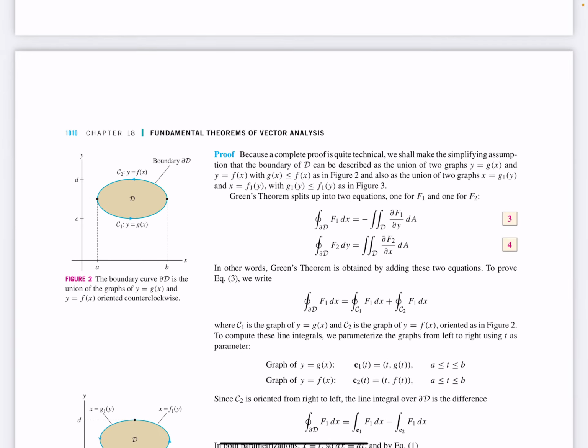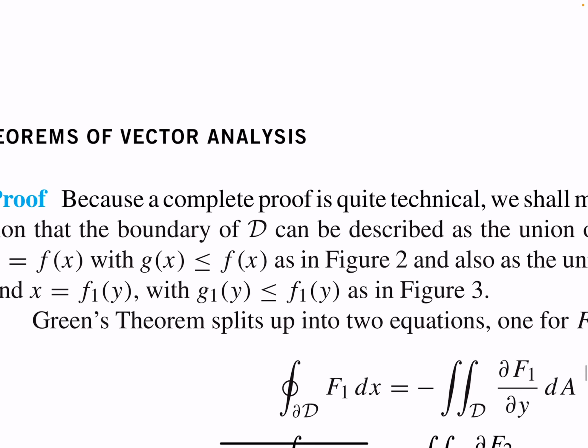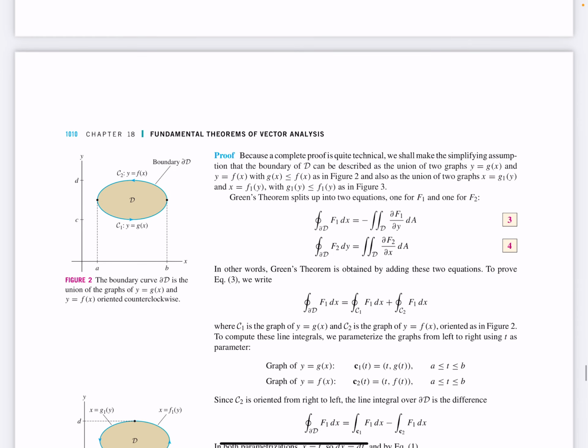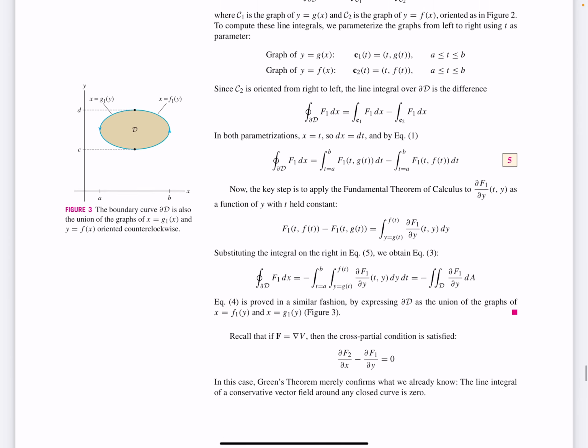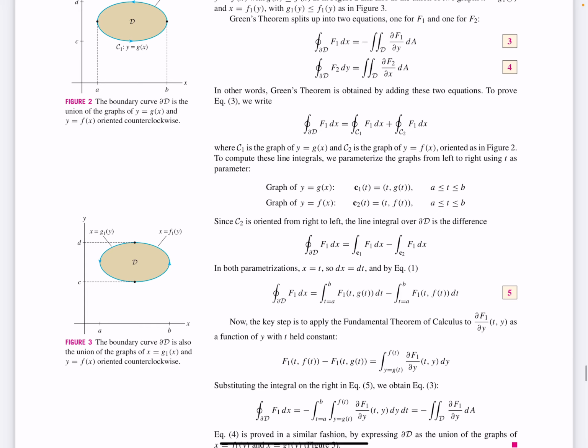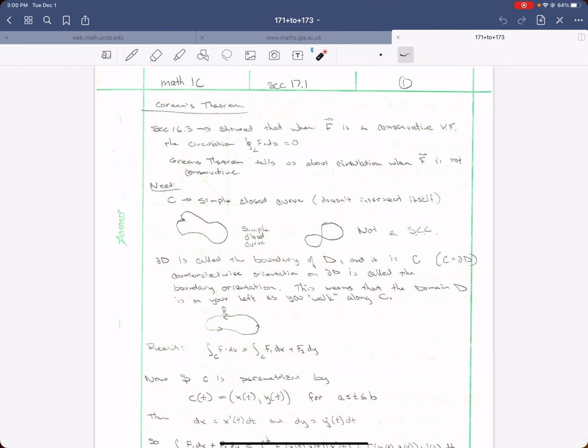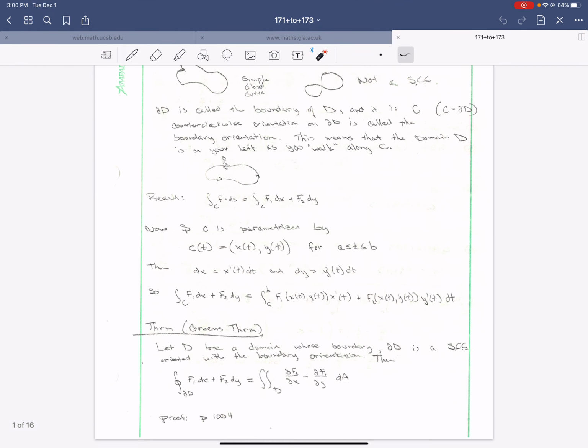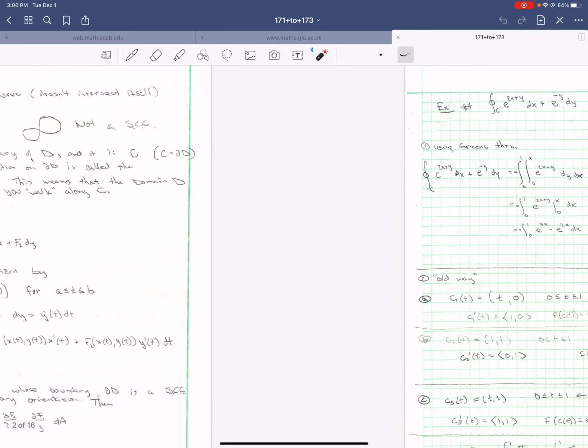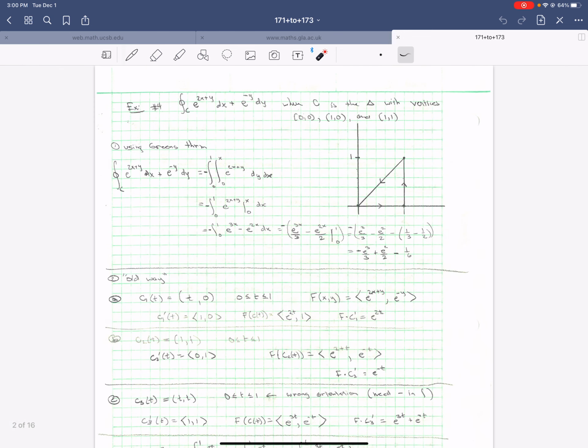And it is pretty technical. They say right there in the beginning it's quite technical. What's more important for me is that you know how to use and apply the theorem. If you want, I can talk about this in office hours. I could do a separate video on it. I don't think it'll be super useful for getting you through your homework. But there are proofs of this. It exists. There's videos of it. And what I'd rather do is show you how we actually do problems.